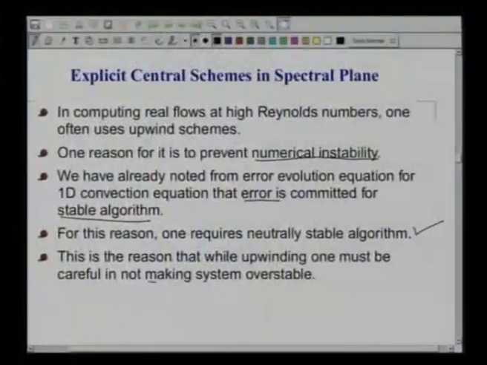That is what we want to make a comment here, that we do not want to make the system overstable. That is something we must be careful of.